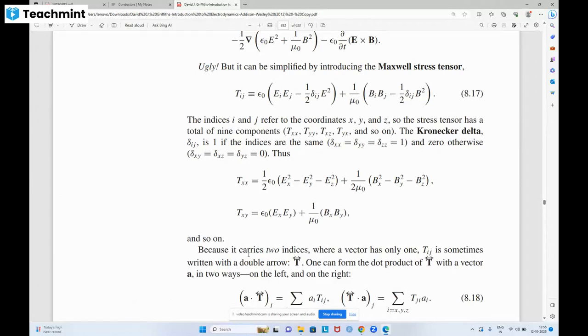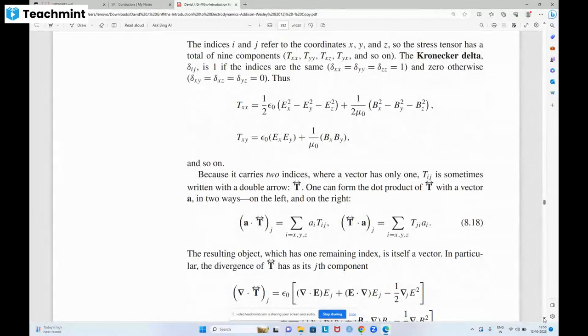Because T carries two indices when a vector has only one, T_ij is sometimes written with a double arrow like this. One can form the dot product of T with a vector A in two ways, on the left and on the right. A dot T_j is equal to the summation over i equal to x, y, z of A_i into T_ij. T dot A is equal to the summation over i equal to x, y, z of T_ji into A_i.